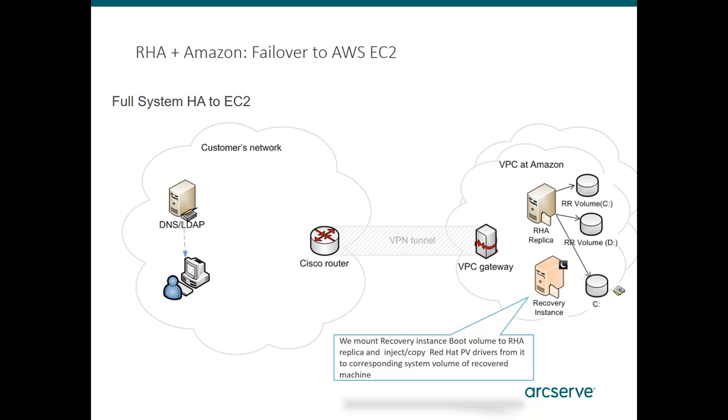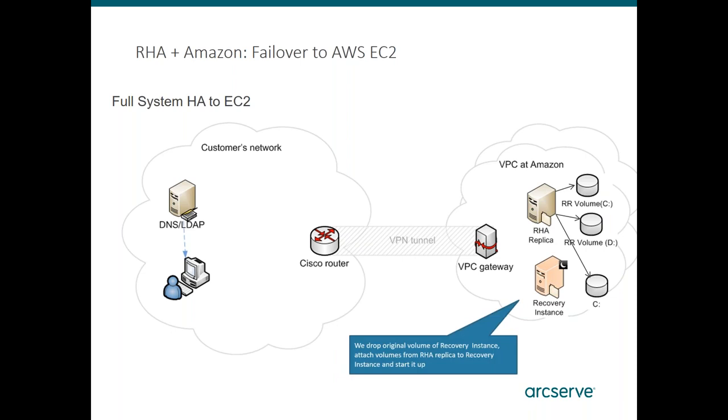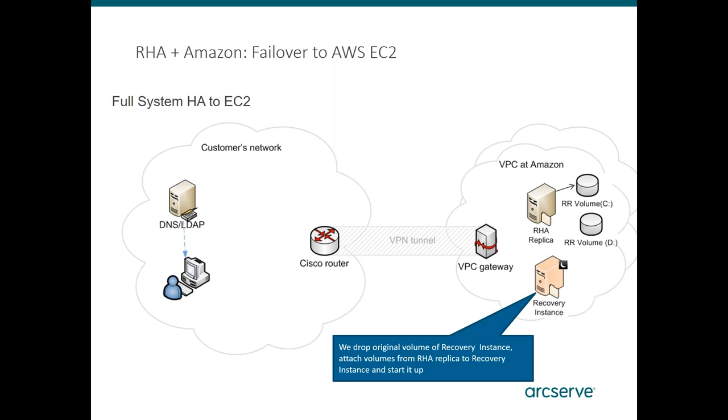And we do it only to retrieve some data from the system volume of this recovery instance. We need to collect Red Hat PV drivers from that system volume. Once we have done so, once we copied these drivers to the C volume of the replicated master, we drop this default volume from the recovery instance, and we attach replicated volumes to this recovery instance. We are back in business, almost there.